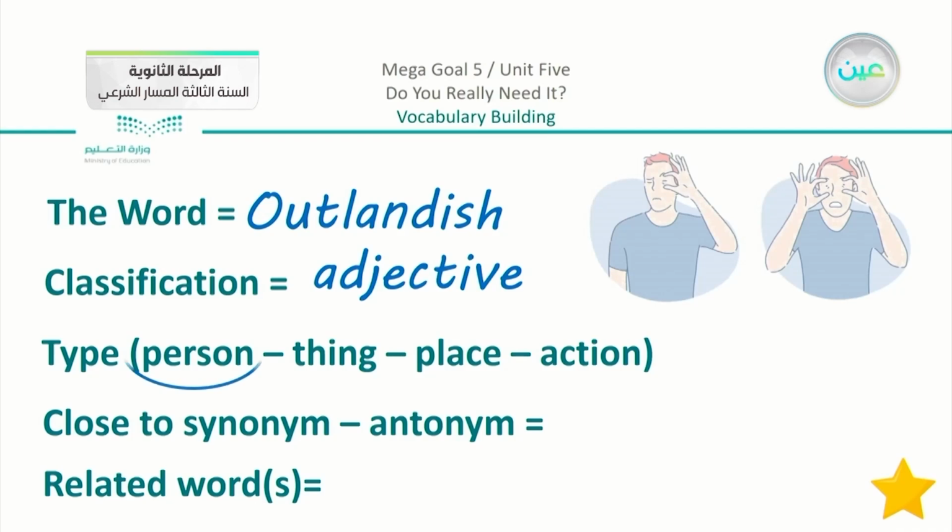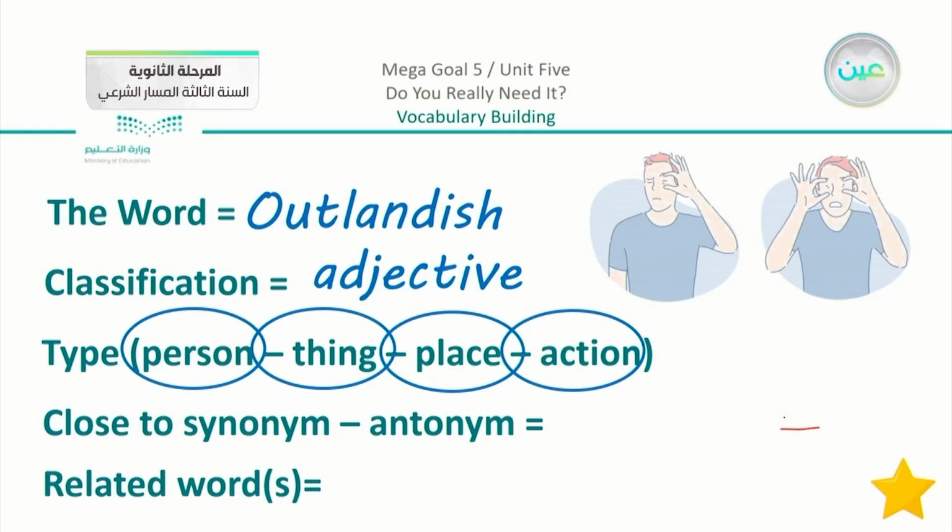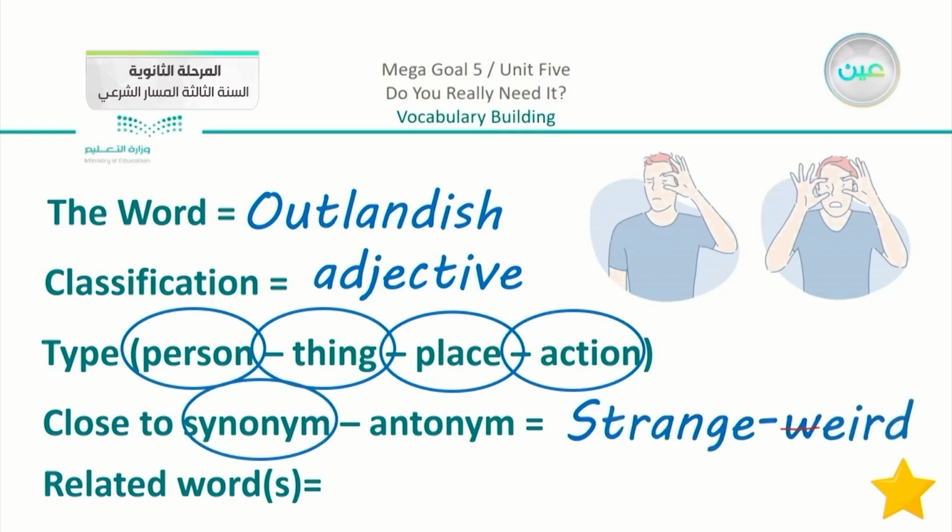It can be used for a person, it can be used to describe a thing, to describe a place or an action as well. Now to give you a close synonym here, I can say that it is very close to something that is strange or weird. And we can relate it also with idiosyncratic. Do you remember idiosyncratic from the lesson that we took, listen and discuss in Unit 4, when we described the toys, Andy's toys, that they are idiosyncratic.